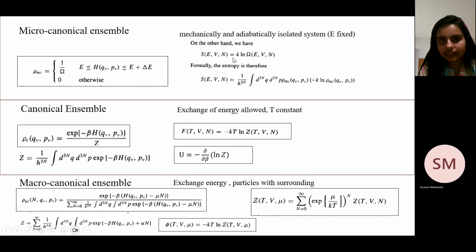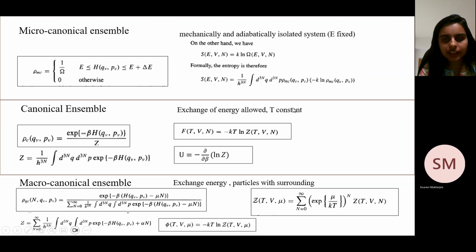Okay, and so k ln omega can be written in terms of an integral by the expression given here. The 1 by h to the power 3N comes from the normalization, and it's the average of minus k ln rho, right? So that's how you define entropy. And this is what happens when you have a closed system.